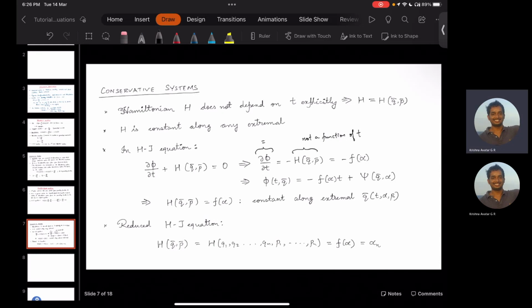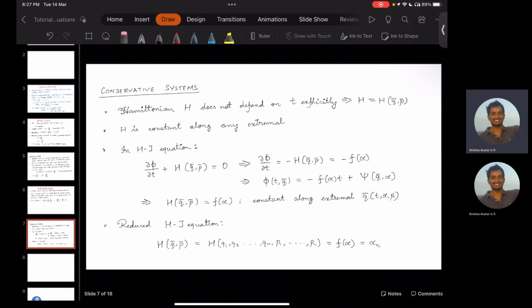So this means that del phi by del t, if it contains t, then this is a function of t, and this is not a function of t. So for both the things to occur in general, the only way for this equivalence to be true is when both the terms are equal to some constant. And that's what I call minus f of alpha. Now alpha is some constant, isn't it? And f is a function of that.